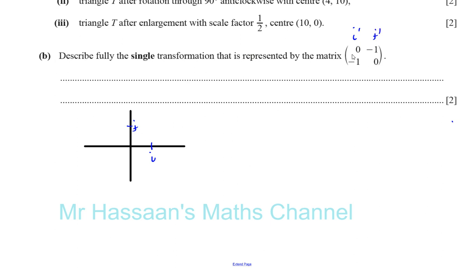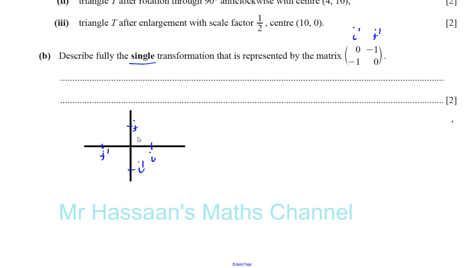So I'm going to plot 0, -1, which is over here. That's called I dash, where I has moved to. And then -1, 0, which is over there. That's where J has moved to. I've got to think, what is the single transformation that takes I to I dash and J to J dash at the same time? If I said a rotation of 90 degrees clockwise, that would work for I, but it won't work for J, because J is going in the opposite direction. You can't have two different transformations.